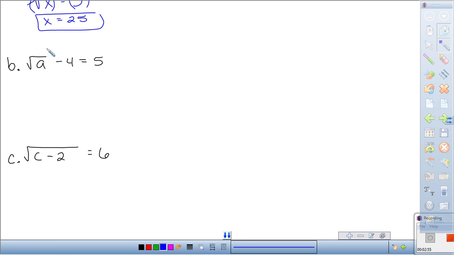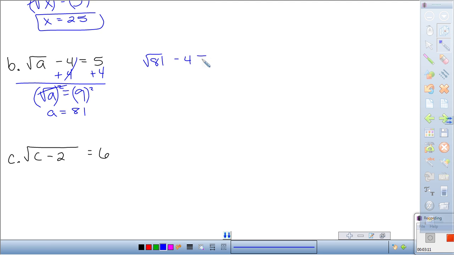B, same thing. Isolate your radical. So add 4 to both sides so that the square root of a equals 9. And then the opposite of square rooting is squaring. So square both sides. That cancels, and a equals 81. Plug in 81. The square root of 81 minus 4 equals 5. Square root of 81 is 9. 9 minus 4 does equal 5, so we did it correctly. The answer is 81.